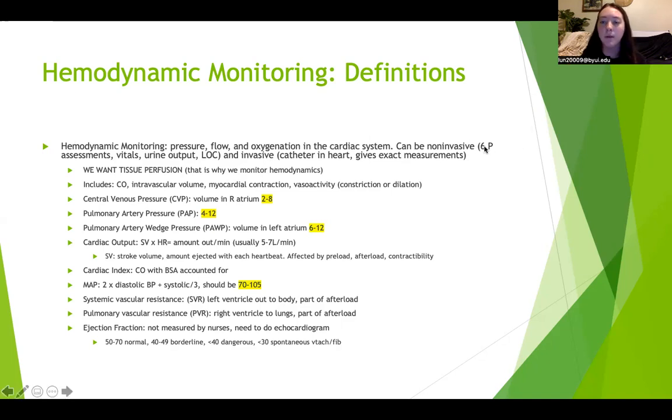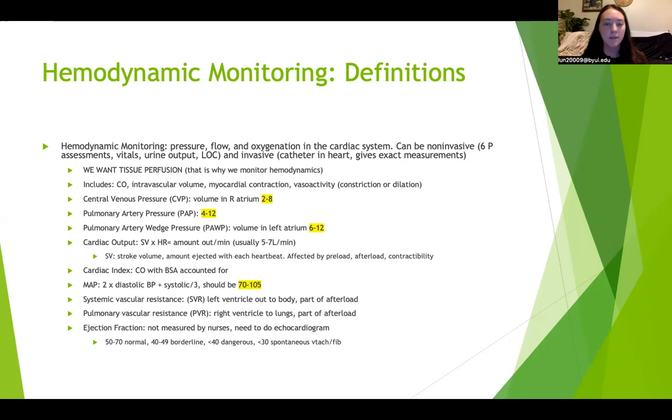And if in a question it says there's a problem, like they have a cast on their right arm, what assessment should you be doing? And it's like, okay, well, I'm going to check the cap refill and if they can move their fingers, because those are your 6P assessments, and those are really, really important and will come up a lot.